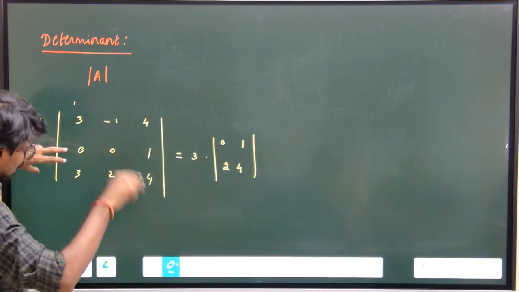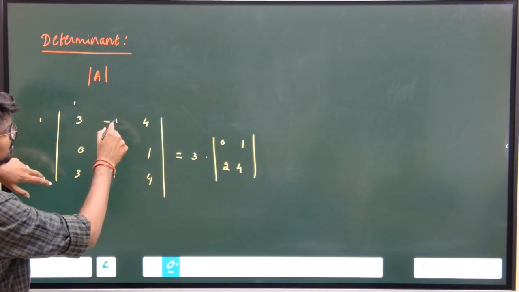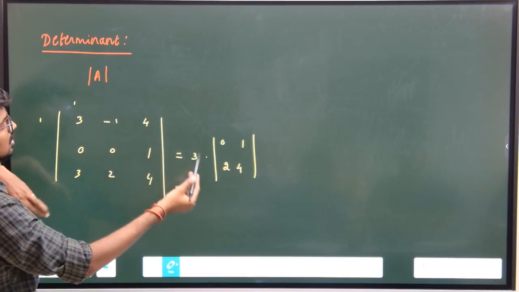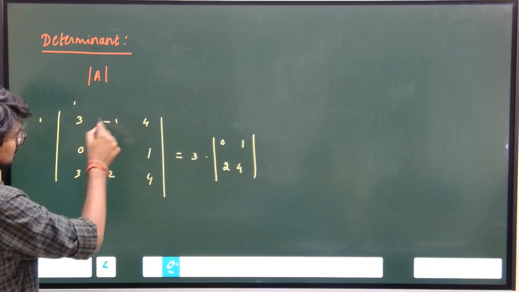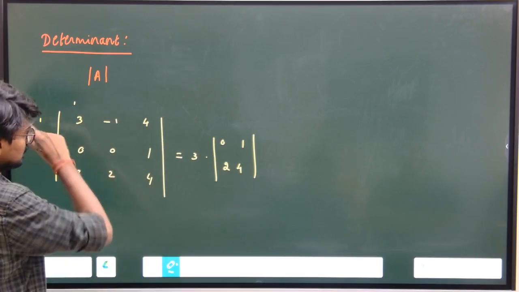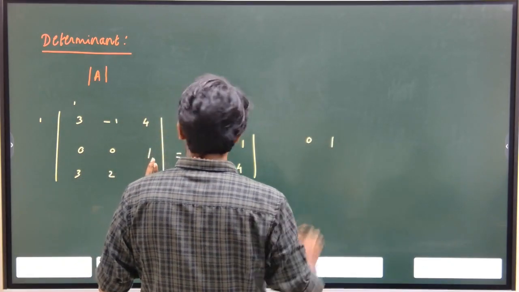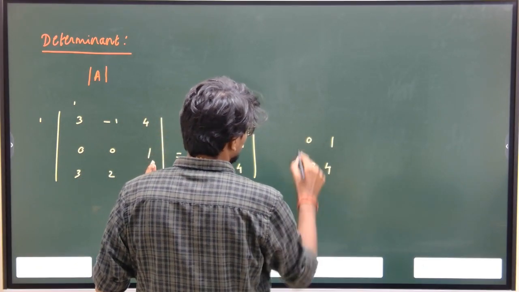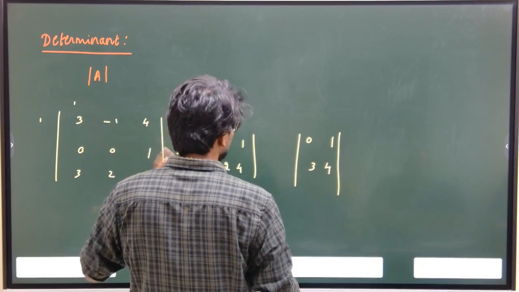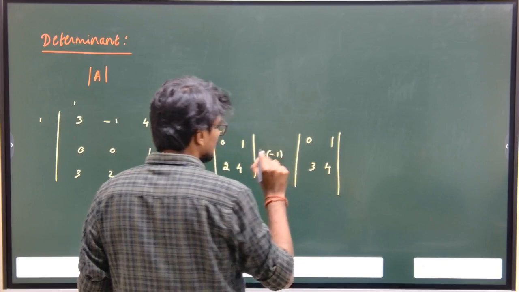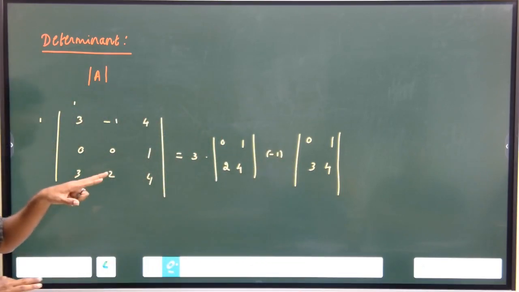Okay. And add with next element's product of that particular element and minor. What is the minor of this minus 1? Eliminate this column, this row. So it is going to be 0, 1, 3, 4. Multiply with the element is minus 1. Okay, but what is the problem here? Element is minus 1, but that is minor, right? That is minor.